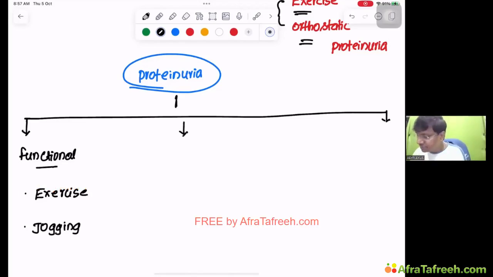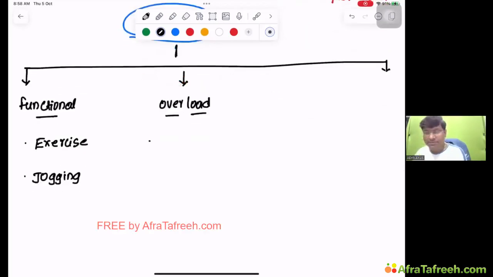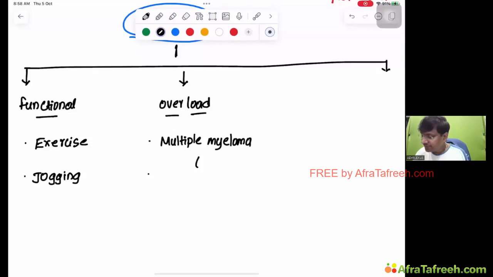Then we have another terminology called overload proteinuria. Can anyone tell me what is the clinical condition where the maximum amount of proteinuria can occur? Maximum quantity of proteinuria occurs in which pathological condition? Very good, Jacob. That is multiple myeloma. In multiple myeloma, the quantity of proteinuria is nearly around 8 to 10 grams per 24 hours.